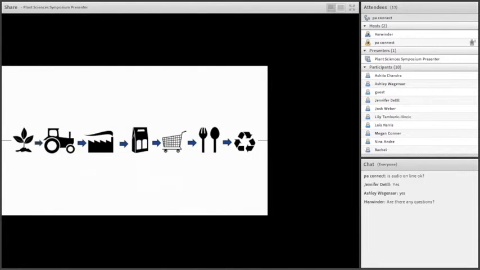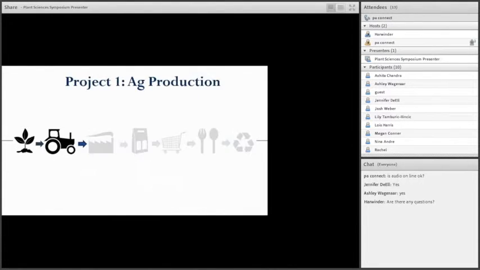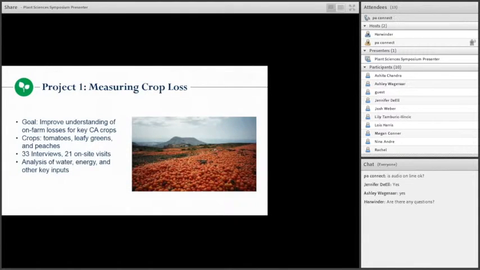All right, so if we look across the supply chain, most of today I'm going to be talking about the ag production side. You might recognize this picture from Martin's presentation, actually, because it was startling. I think this one really inspired us. We were working with the World Wildlife Fund, and they showed me this picture of tomato losses. So we decided to work with the World Wildlife Fund and a number of growers in California looking at tomatoes, leafy greens, and peaches.